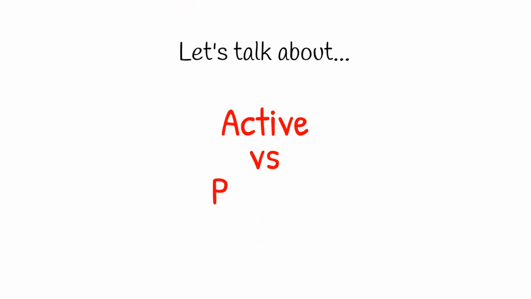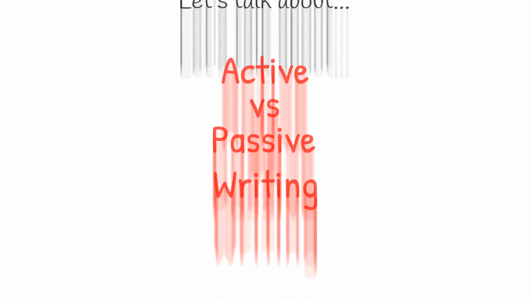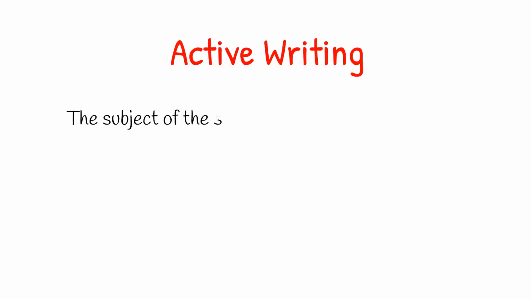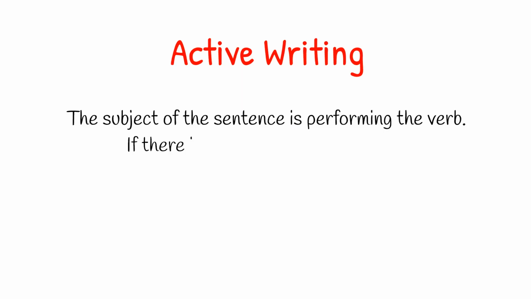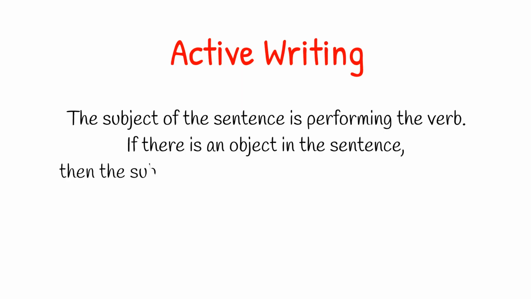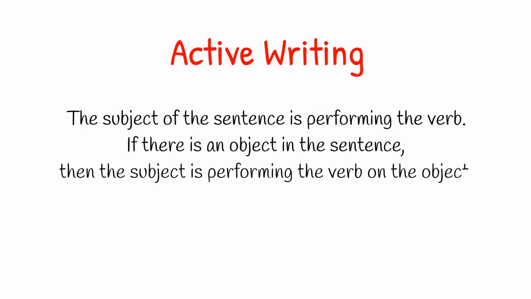Today we're going to look at active and passive writing, and we're going to keep things a little more conversational than normal. So let's start off with what is active writing and what is passive writing. Active writing is the voice that you normally write with. You can make up basic or complex sentences with it as long as the subject, which is the noun that is doing the action, is actually performing the verb.